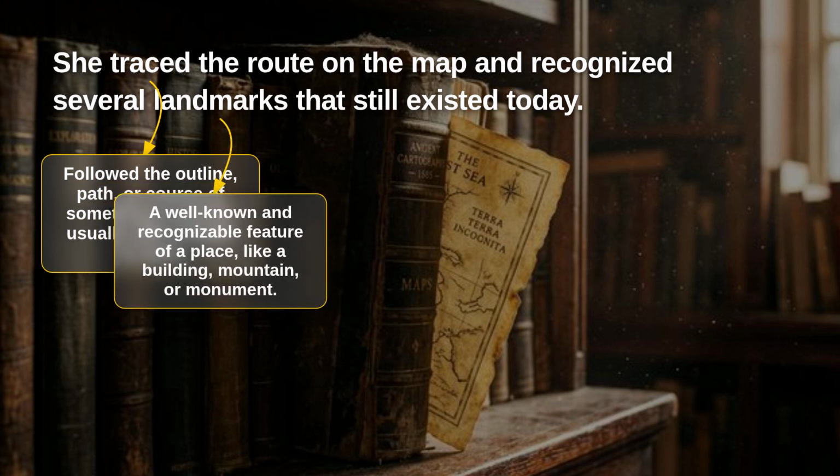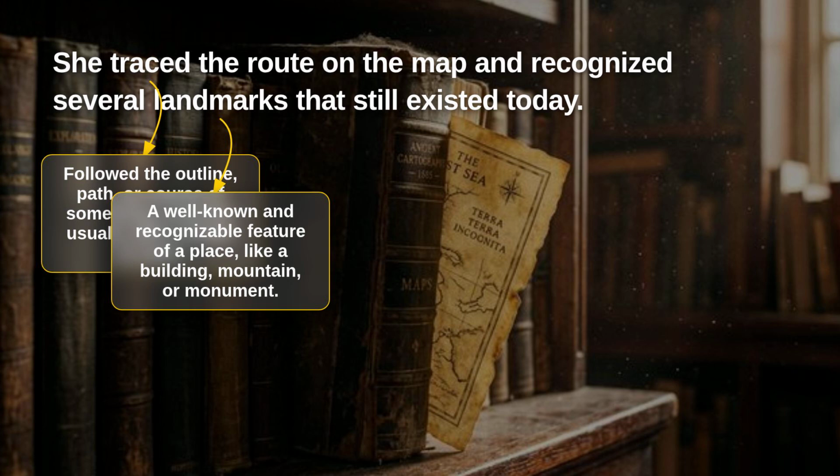Now, the second word is landmark. A landmark is a well-known feature or building in a place that helps you know where you are. The Eiffel Tower is a landmark in Paris. Big Ben is a landmark in London. Mountains, rivers, and old buildings can all be landmarks. In this story, the landmarks on the old map still exist today. That means the map is real and the places are real.